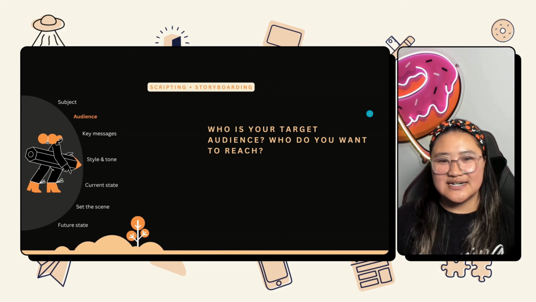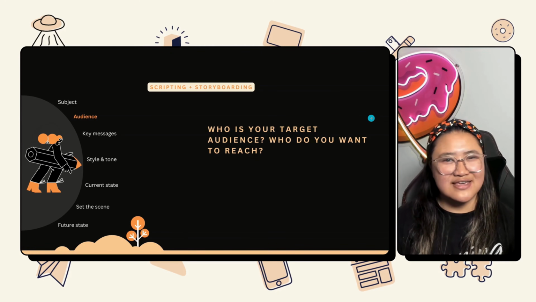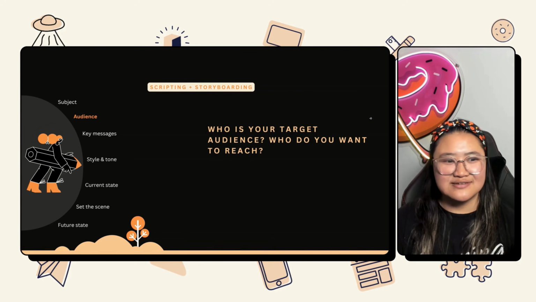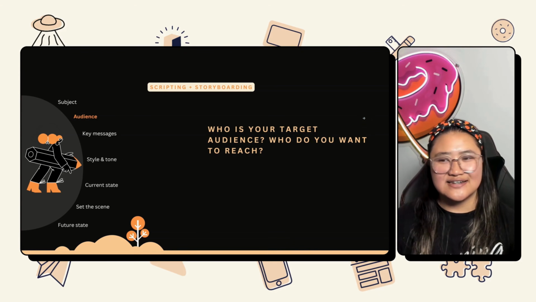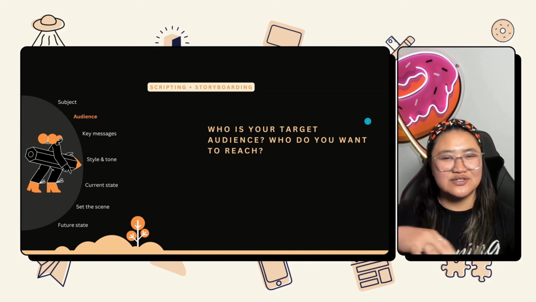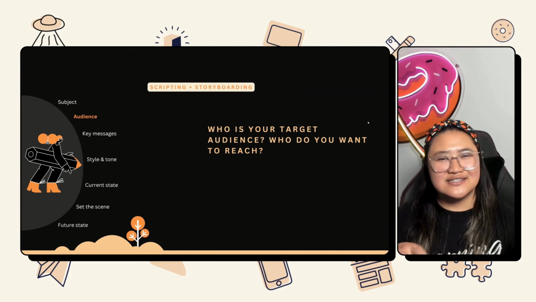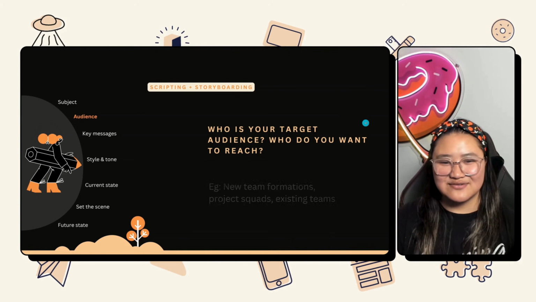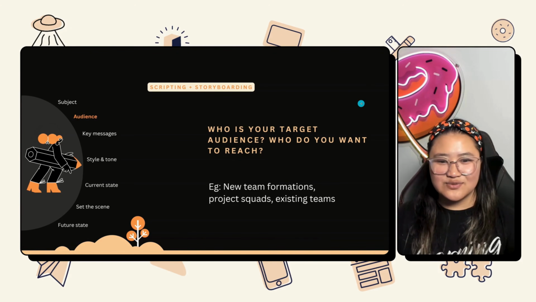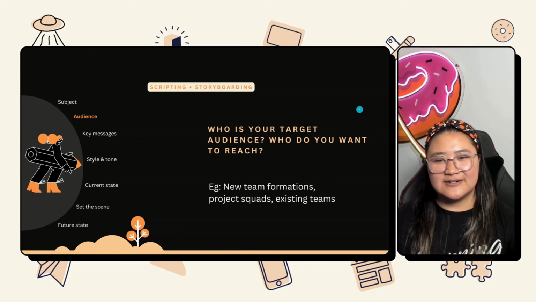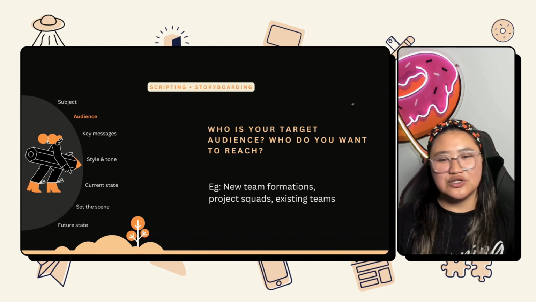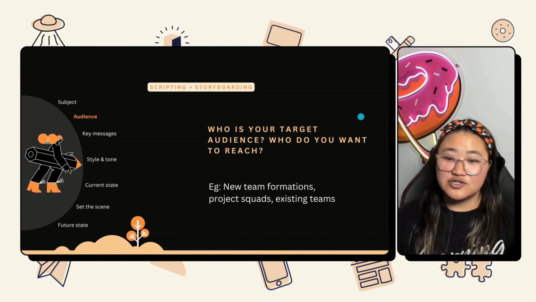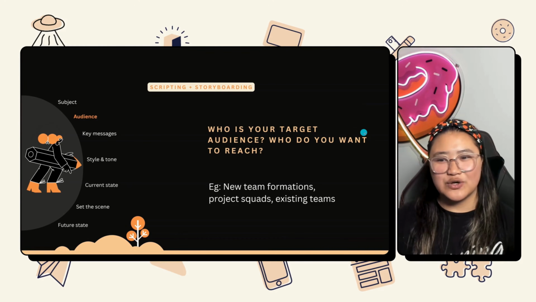And also in here, really unpack, what are their key motivators? What frustrates them? How can you tap into their emotional needs and what they need to learn as well? So just really brain dump a small simplified profile of who your audience is, just so you can understand who you're designing for. So for this instance with retrospectives, my target audience would be new team formations, project squads, or existing teams working on projects.